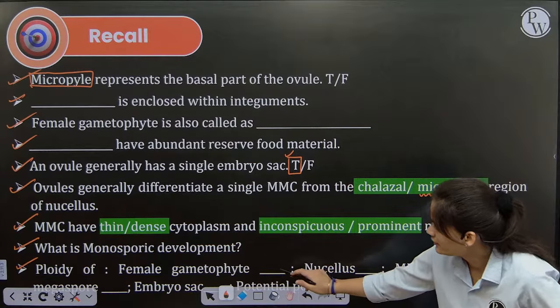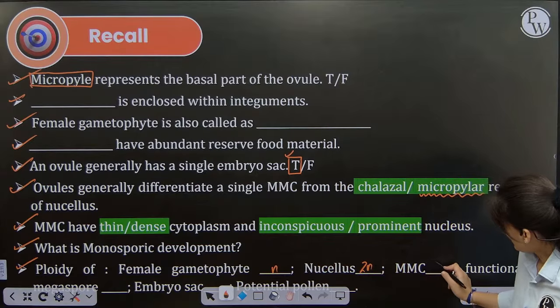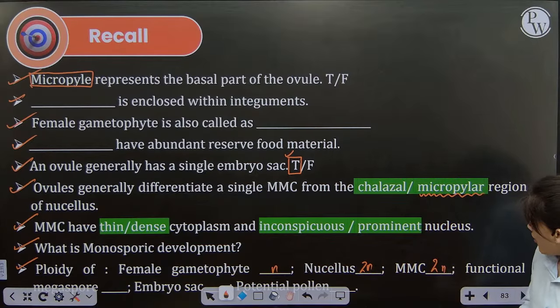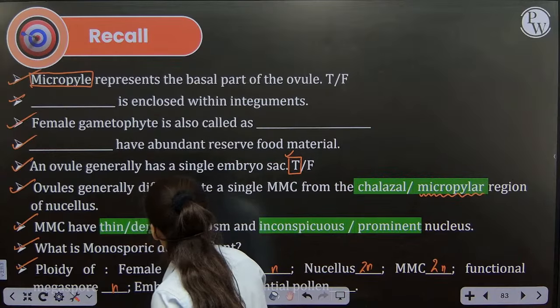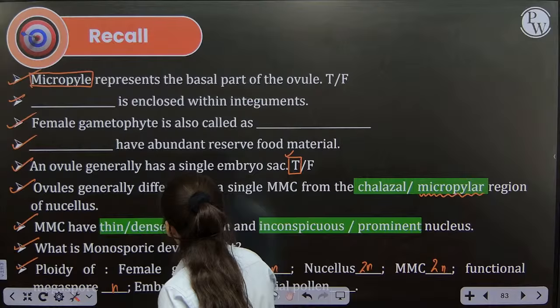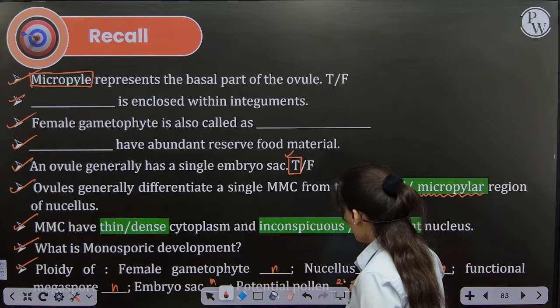Nucellus is 2N. Megaspore mother cell 2N. Functional megaspore N. Embryo sac, the female gametophyte, N. Potential pollen, the sporogenous tissue cell, 2N.